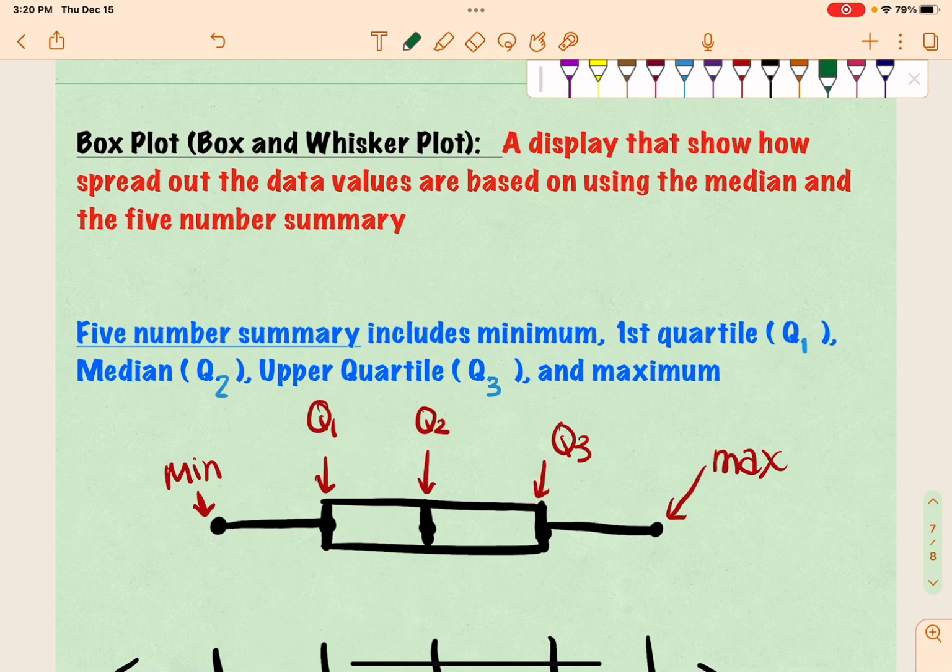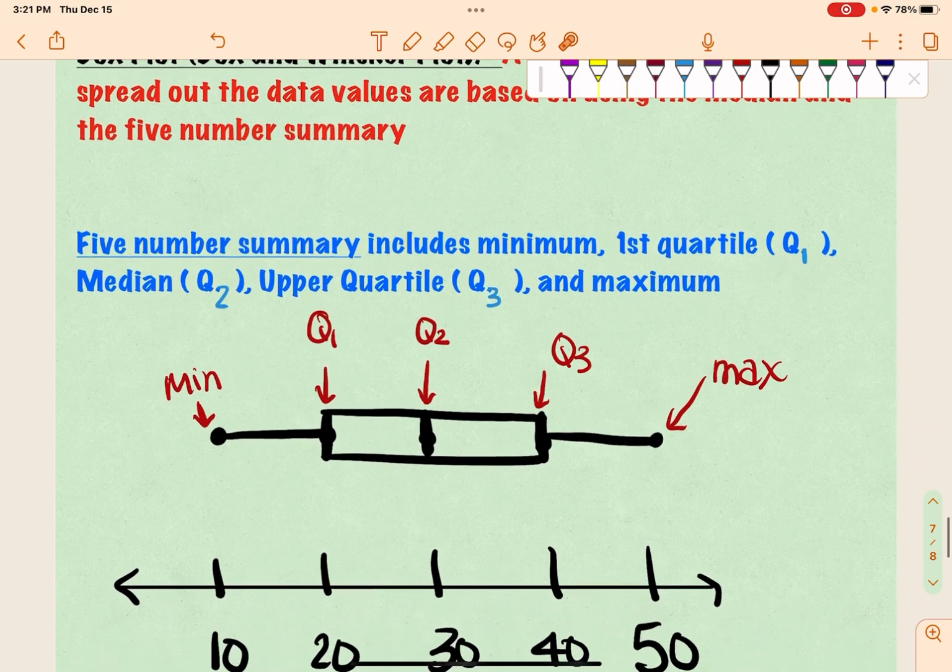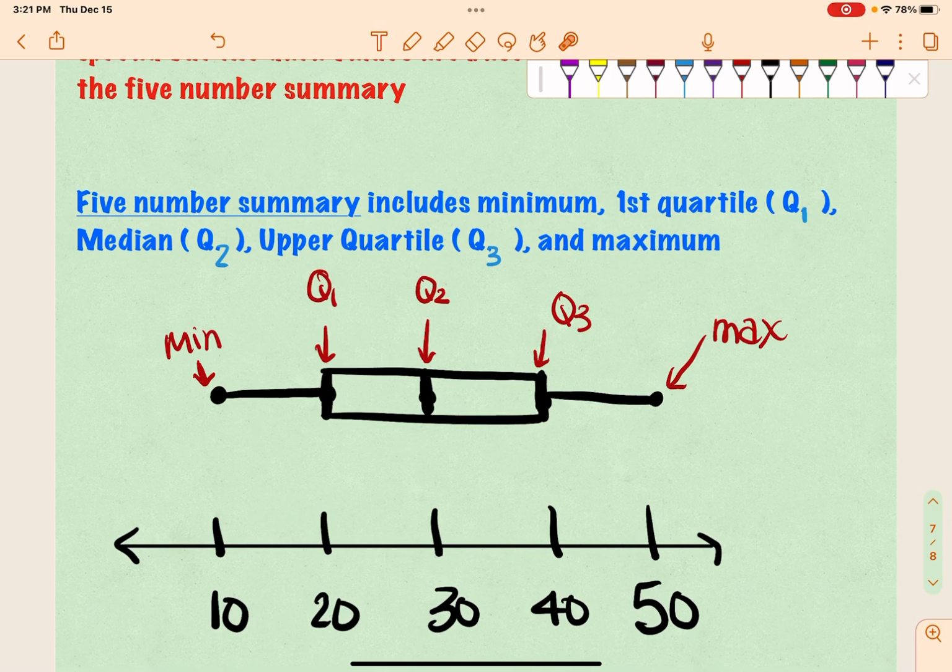We're going to take a look at box plots today. Sometimes people refer to them as box and whisker plots, or box and whisker, so they are exactly the same thing. They're really a display, or some kind of graph, that shows how spread out our data is. And it's usually based on using the median, which we've already talked about, and something called the 5-number summary. So I wanted to give you at least a little bit of a picture of what one could look like.